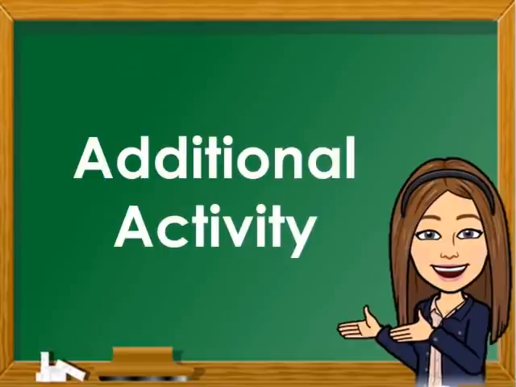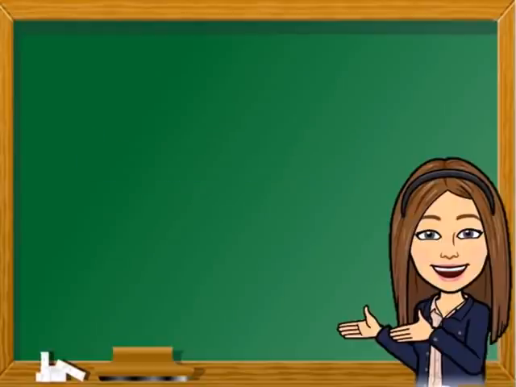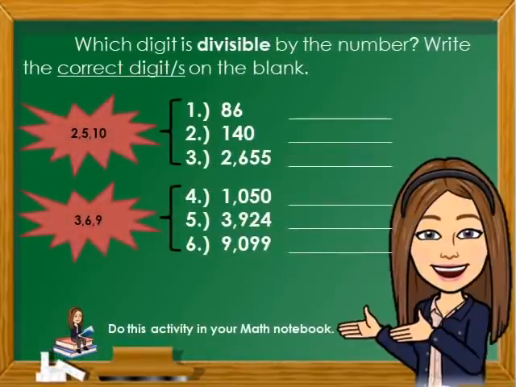Let's have an additional activity. Again, you can pause this video while writing down your answers. Which digit is divisible by the number? Write the correct digit or digits on the blank. Okay, let's now check your answers with a key to correction.